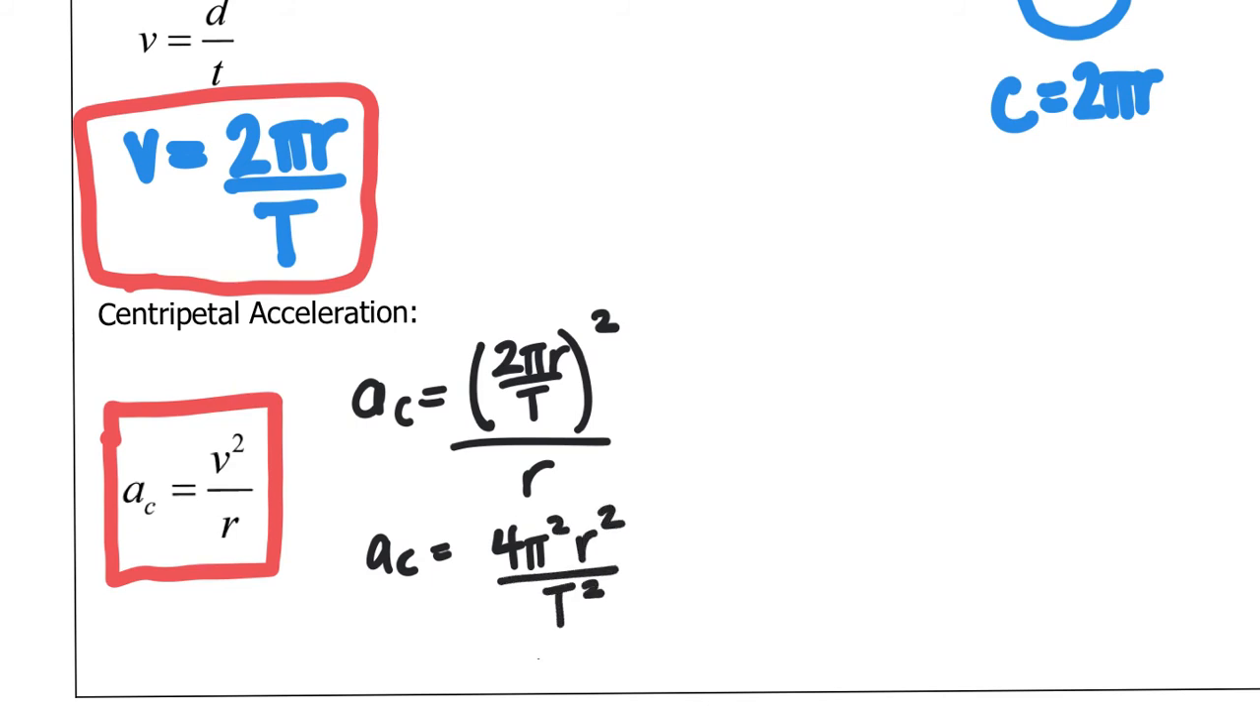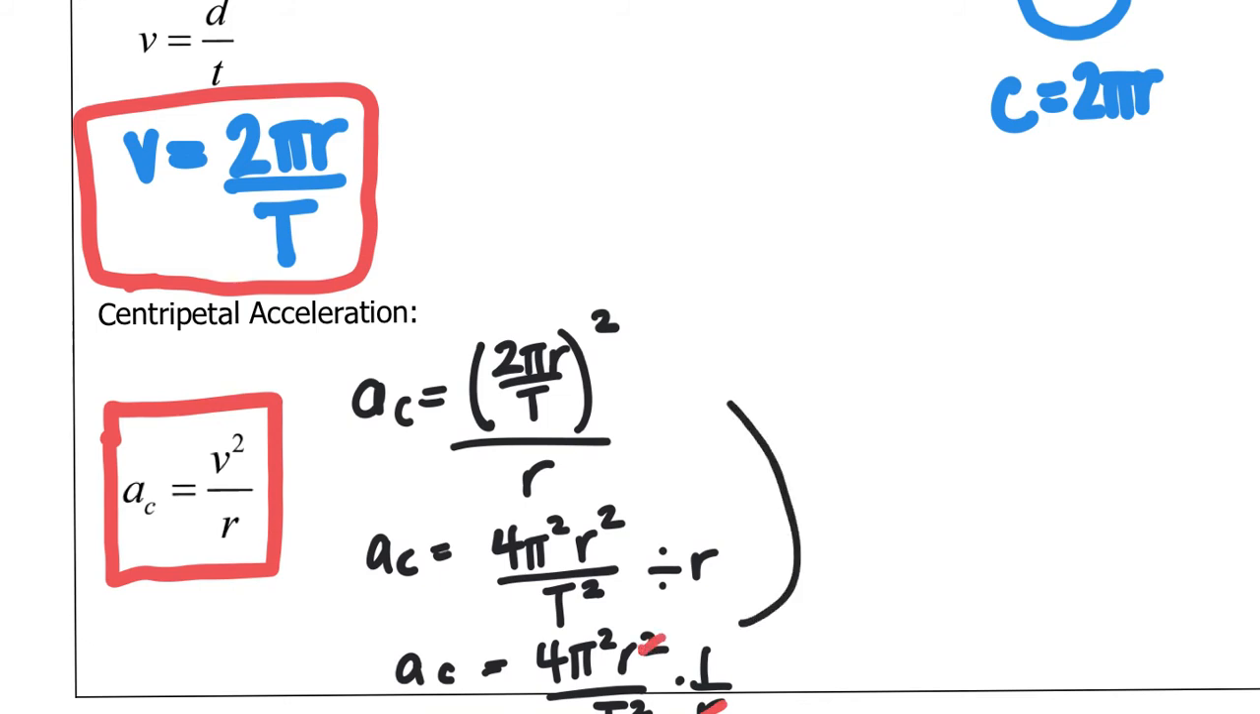And then instead of writing the double fraction, I'm going to change that to divide by r. I know that if I want to divide by r, I multiply by the reciprocal. So this becomes 4 pi squared r squared over T squared times 1 over r. And then what happens is I can cancel one of my r's away.